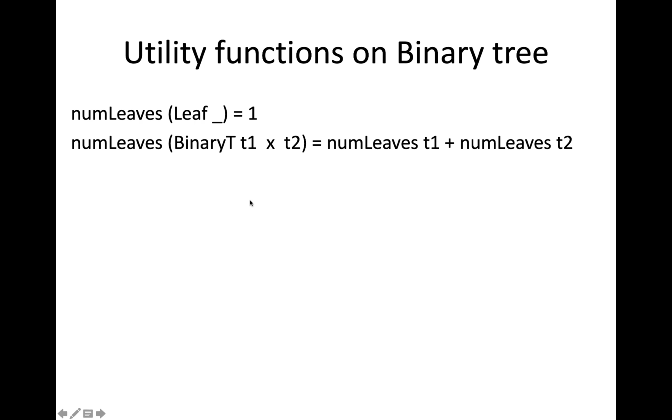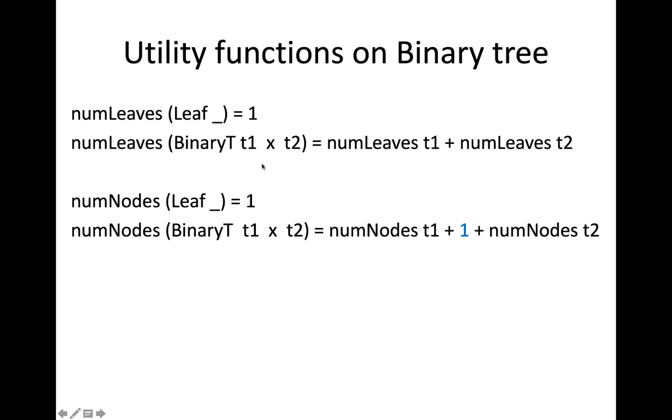And now let's see how much tweaking we have to do on the utility function to work on this binary tree. So numLeaves, number of leaves we want to compute: when there is only one leaf, then of course the answer is 1. Otherwise, when there is a left subtree t1 and right subtree t2 and root node is x, then number of leaves is nothing but number of leaves on the left subtree and number of leaves on the right subtree. The root node is not a leaf, so we should not count that, right?